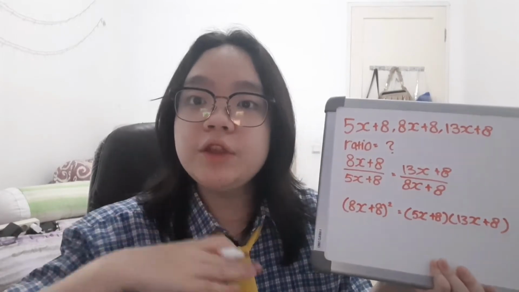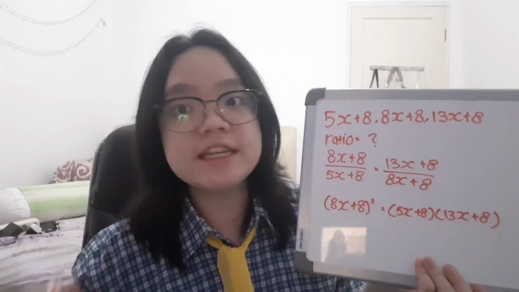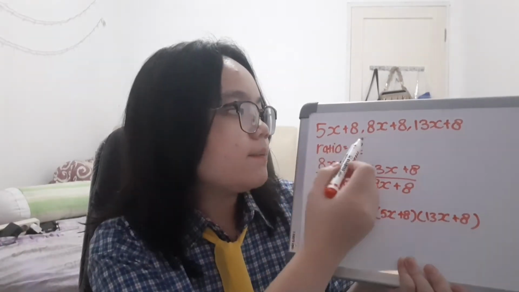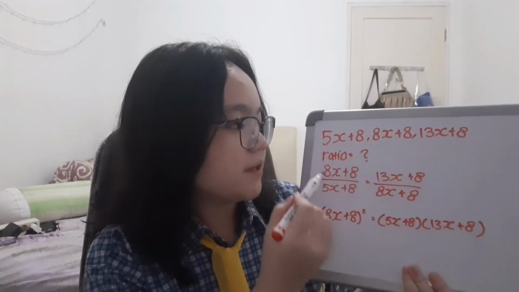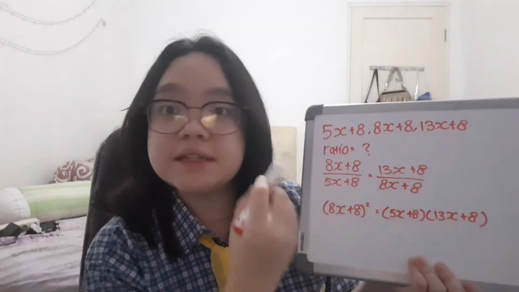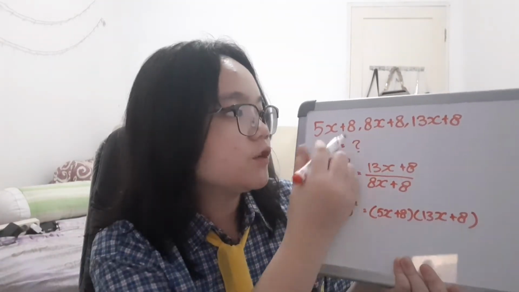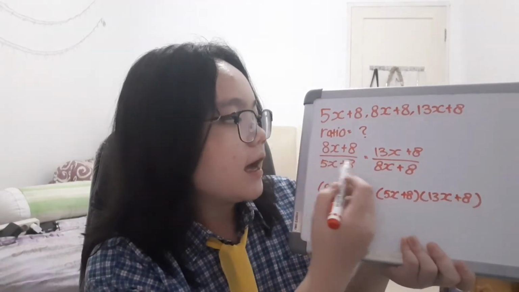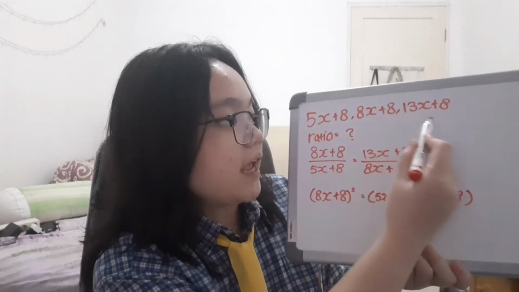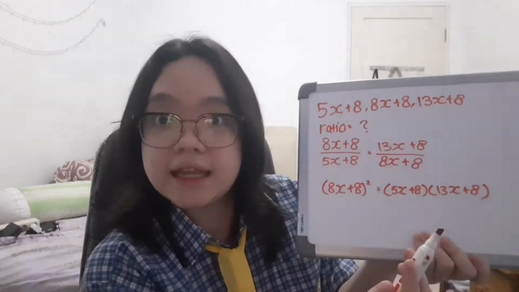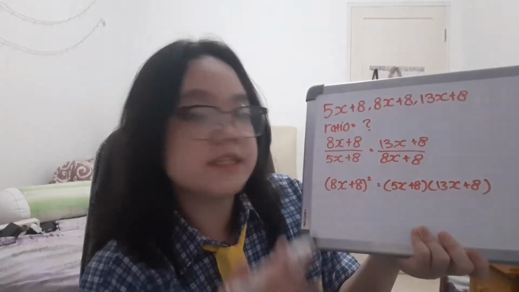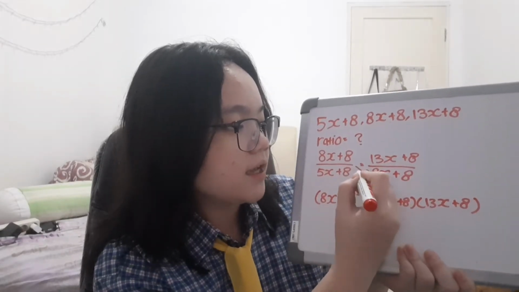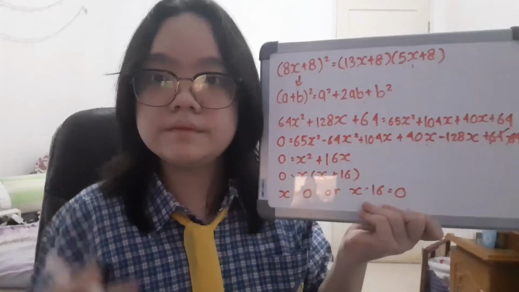So the way to find the ratio of a geometric sequence is to divide a term by the term before it. So here we will find 8x plus 8 divided by 5x plus 8 to find the ratio. And of course the ratio of this and this will be the same, so we can make it equal to 13x plus 8 divided by 8x plus 8. So now we will just need to cross multiply it. You multiply this with this, and then you also multiply this with this.